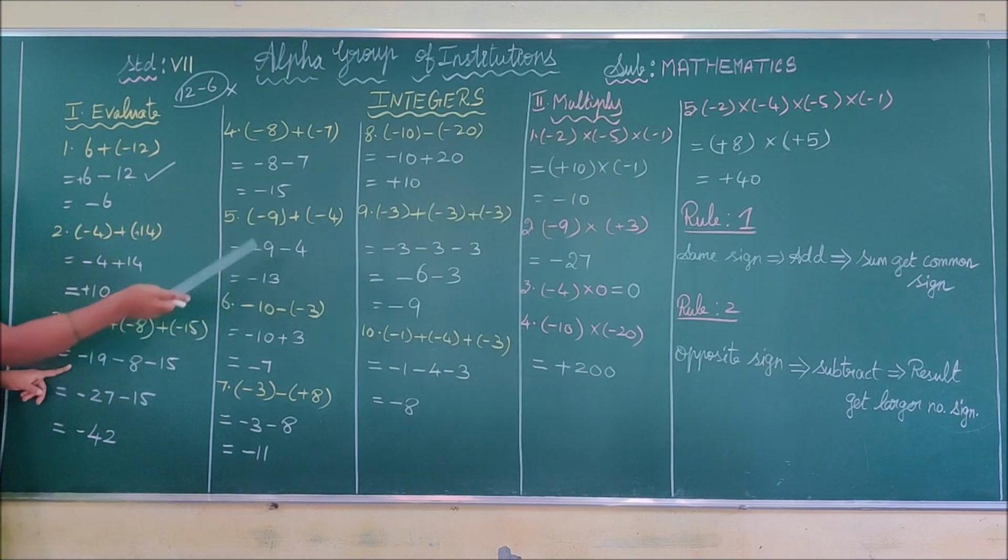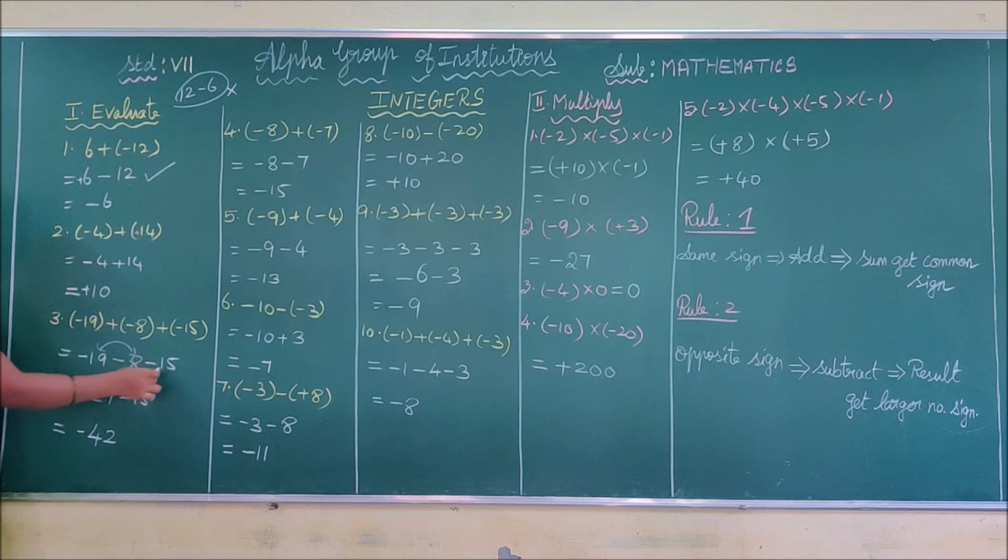Thus, as per the rule 1, the given integers are in the same sign. So we can add the integers. First I am adding these two integers. 19 plus 8, you get 27. The 27 gets the same sign minus. As per the rule 1, thus minus 27. And write the integer minus 15 as it is. Next, as per the rule 1, the given two integers have the same sign. Again we are adding minus 27 with minus 15. You get minus 42.